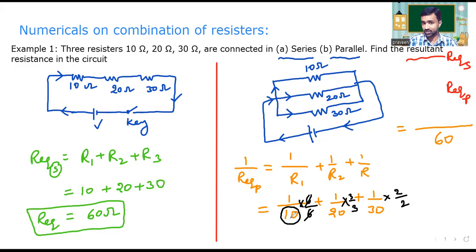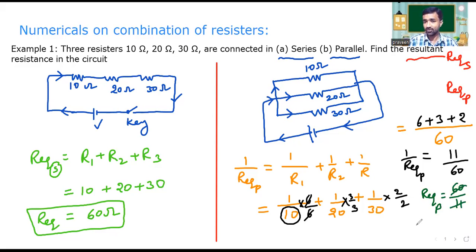So for all the denominators, 10 times 6 is 60, 20 times 3 is 60, 30 times 2 is 60. So I got the numerators 6 into 1, 3 into 1, 2 into 1. That is, I am getting 1 by R equivalent in parallel combination is equal to 6 plus 3, 9, plus 2, 11, 11 by 60. So writing reciprocals, then what I will get here? R equivalent in parallel combination is equal to 60 by 11.